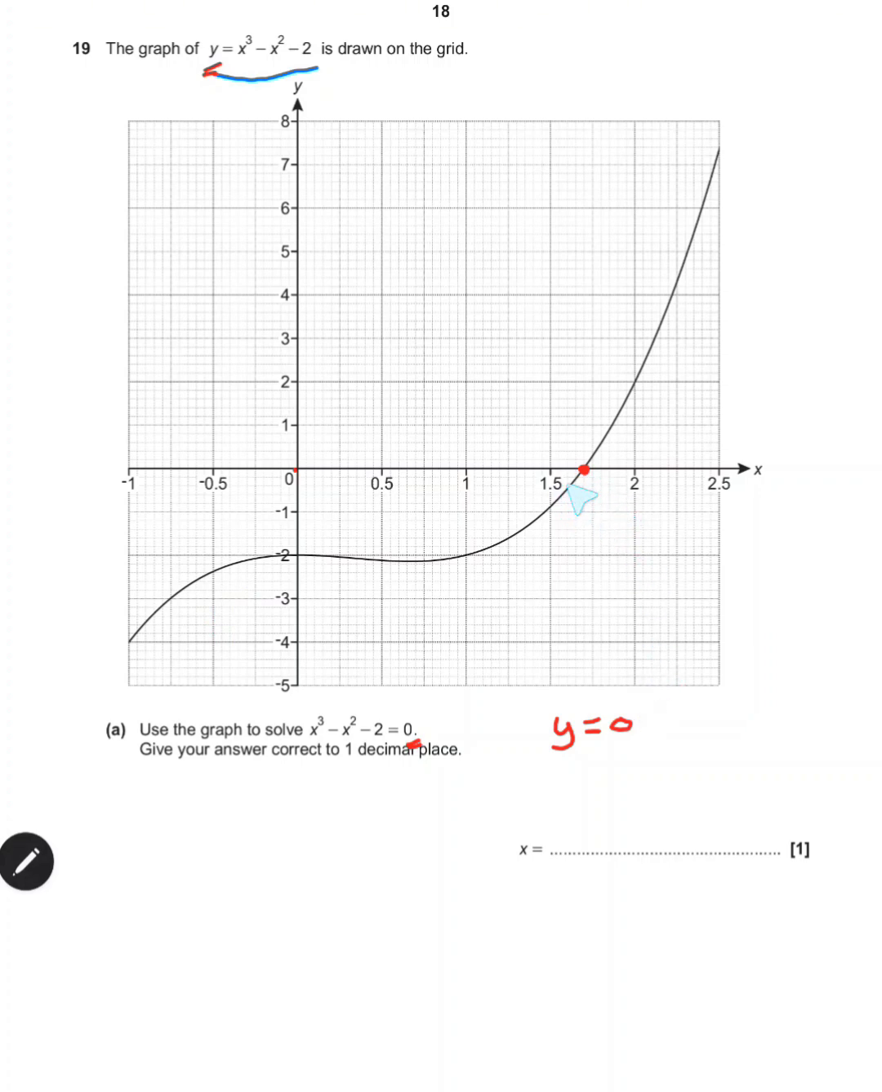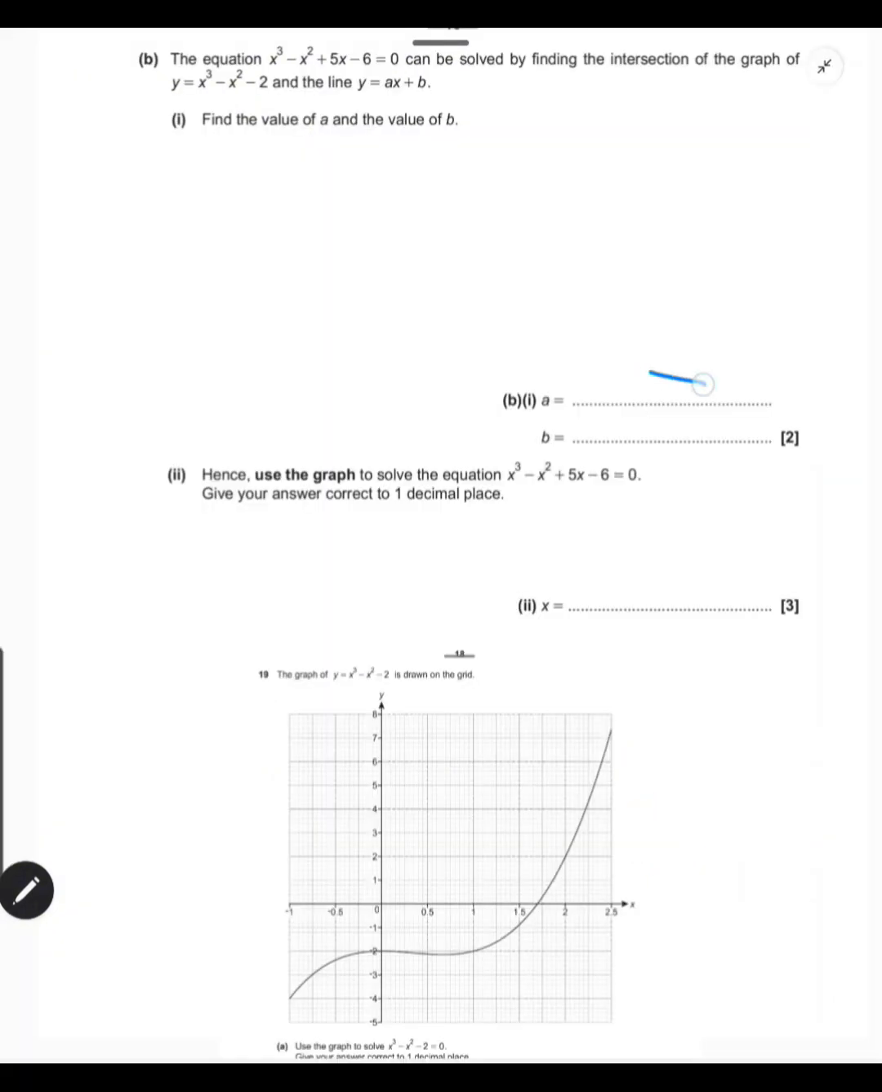So we just need the x value. Well, this is 1.5, 1.6, 7, 8, 9. Oh, these aren't going up in 0.1s. It must be 1.5, 1.6, 1.7, 1.8, 1.9. Yeah, I'm jumping 2 boxes. 1.5, 1.6, 1.7. Part B, quite a tough one.